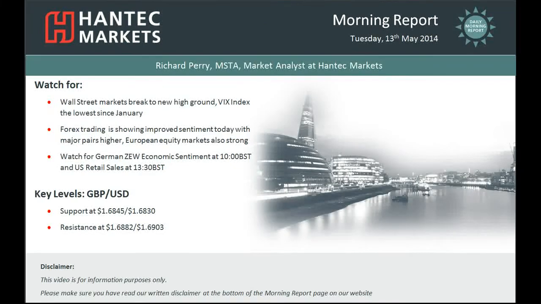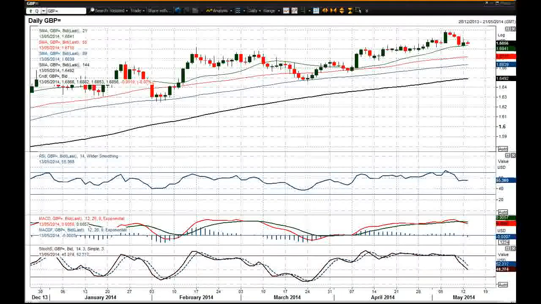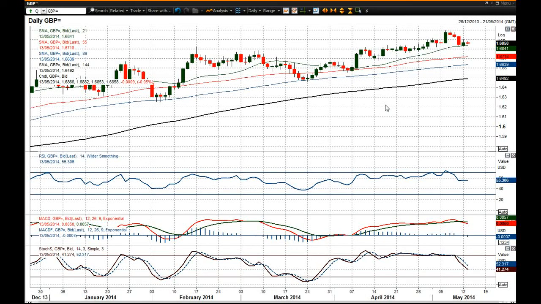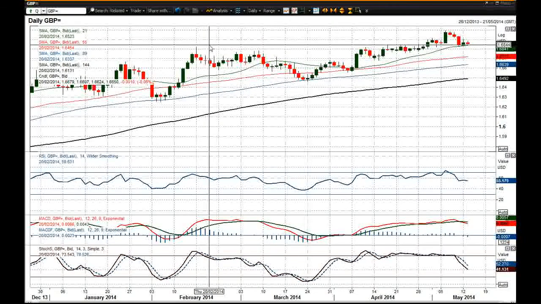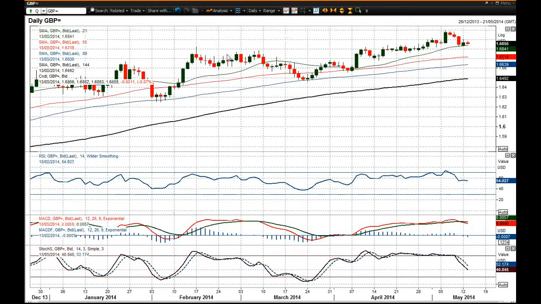I'm going to move on to sterling dollar now, and I was a little bit disparaging of the euro early on in my morning report, saying that other FX majors had been stronger yesterday, but it looks like sterling has had a significant turnaround in sentiment in the last hour or so. Although the daily chart continues to remain nicely supported around this 1.68 level, between 1.68 and 1.6840 is the basis of support, the intraday chart is now deteriorating.